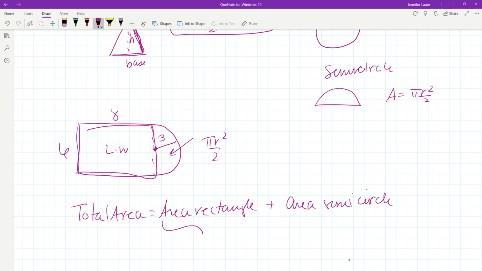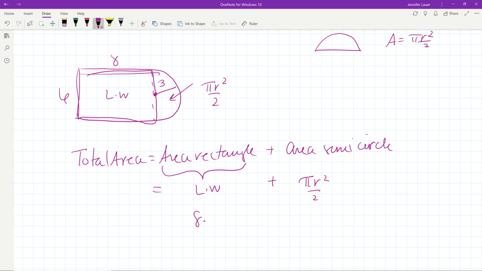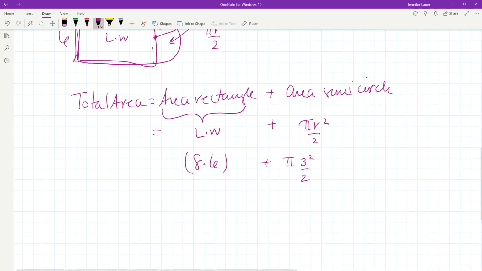So we can look up, say, okay, well, what's the area of a rectangle? We know it's length times width. And then what's the area of a semicircle? We know it's pi r squared divided by 2. So do you see how we're taking a very large problem and breaking it up into small pieces? So let's try, our length is going to be 8. It's always the larger or longer portion of the rectangle. And then the radius here is 3. And now we're just ready to work out our problem.